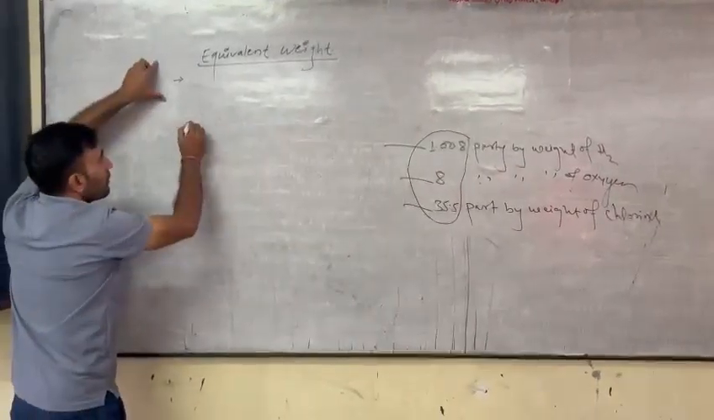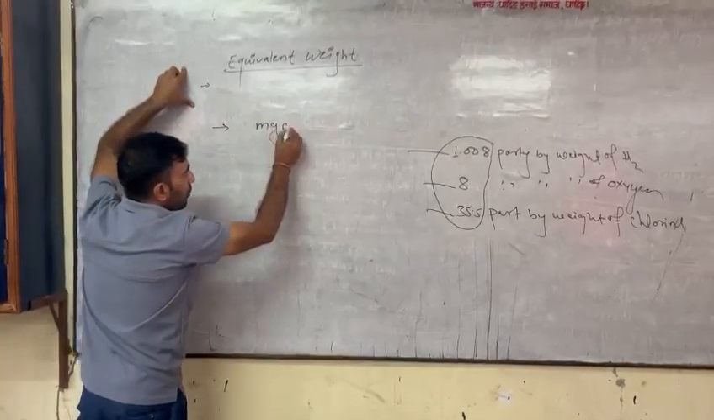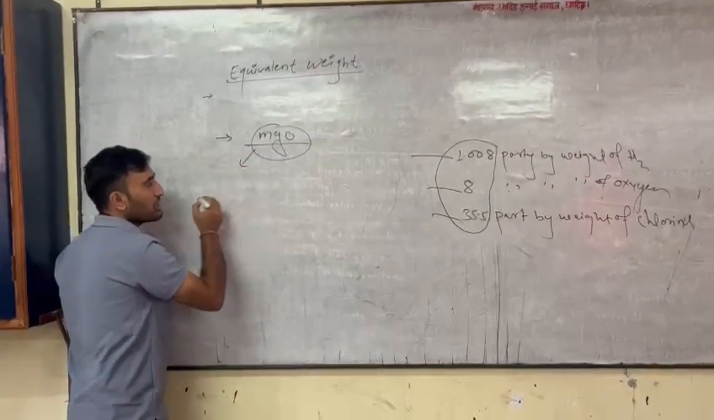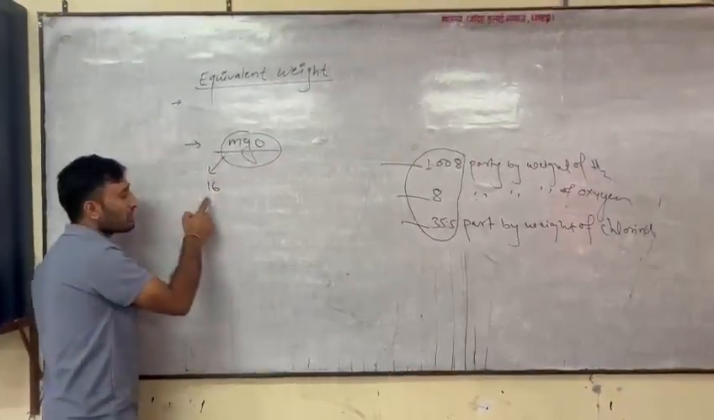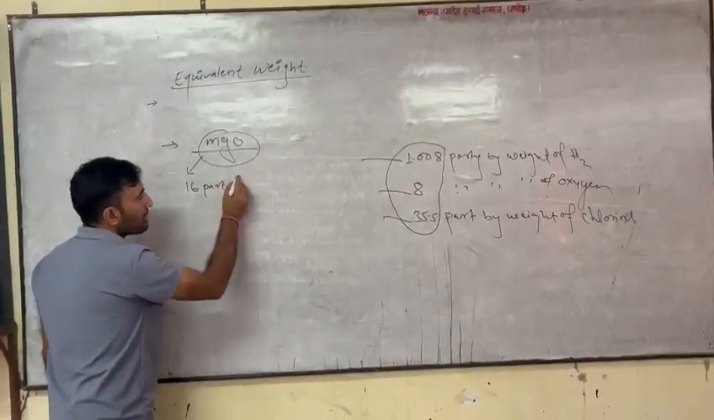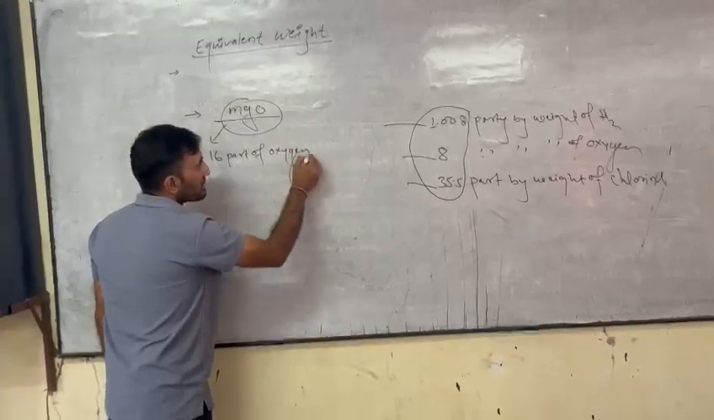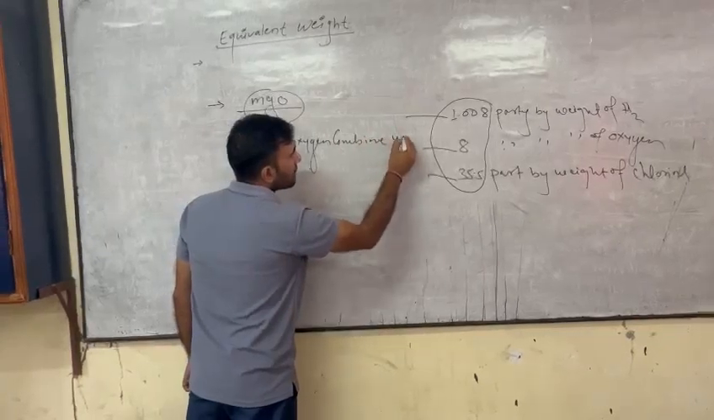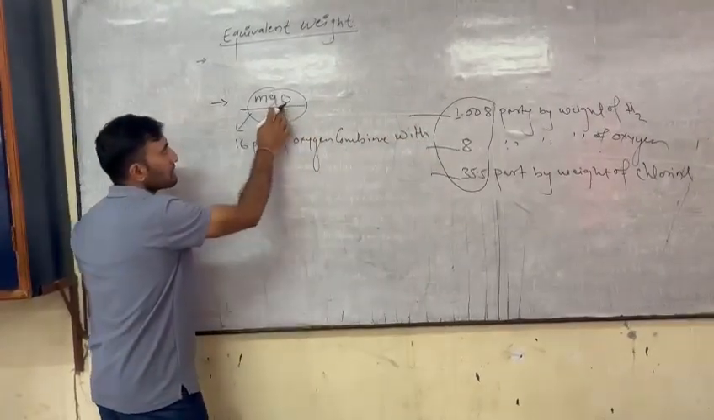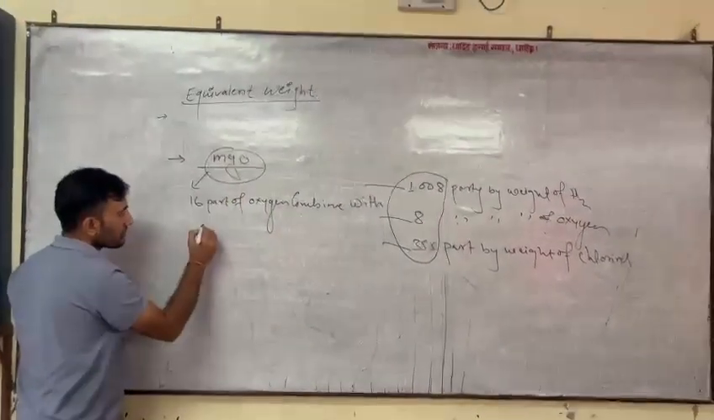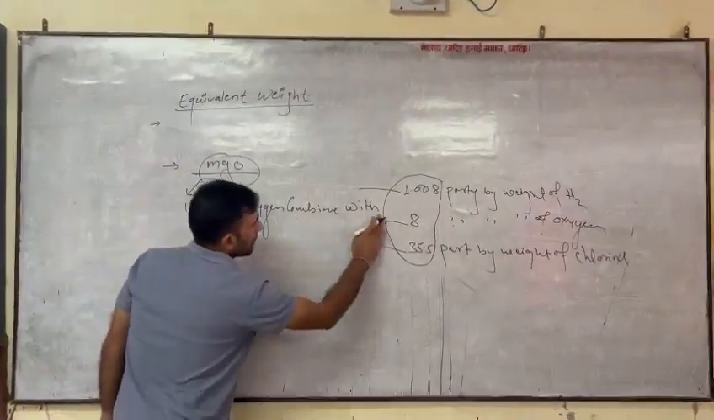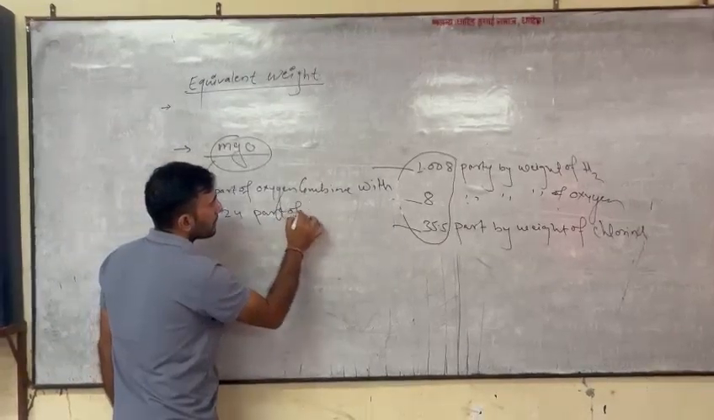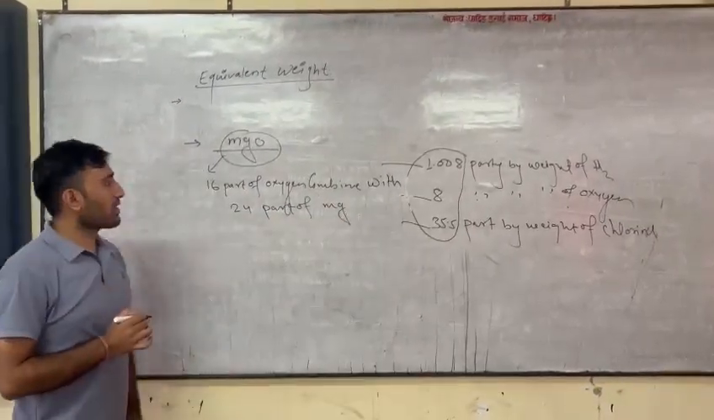For example, we take MgO. In this compound, 16 part of oxygen is combined with 24 part of magnesium.